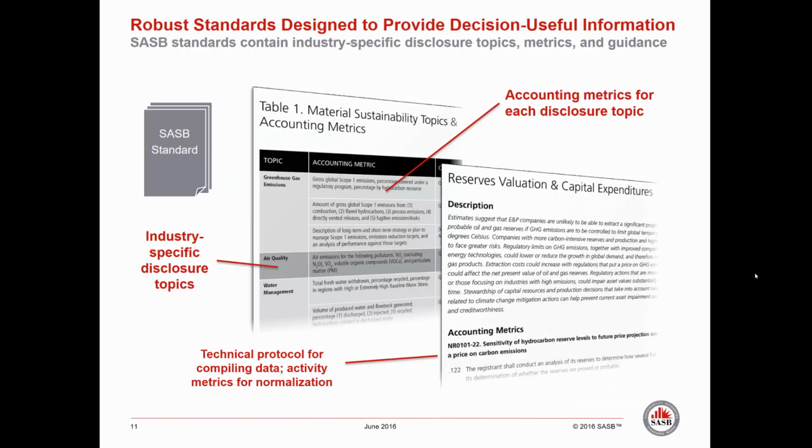What is a SASB standard? Each of SASB's 79 industry-based standards contains rich information. It contains industry-specific disclosure topics with a definition of the disclosure topic. It contains accounting metrics for each of the disclosure topics, a technical protocol that provides guidance on how to compile the data, and activity metrics for normalizing data.